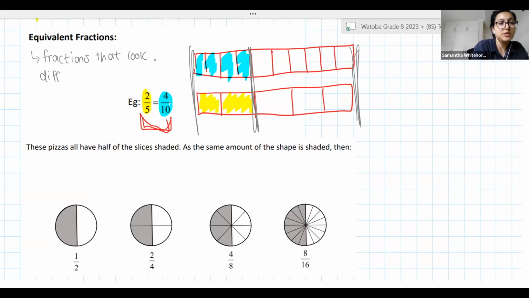Now, again, if you don't like the pictures, don't work with the pictures. That's absolutely fine.